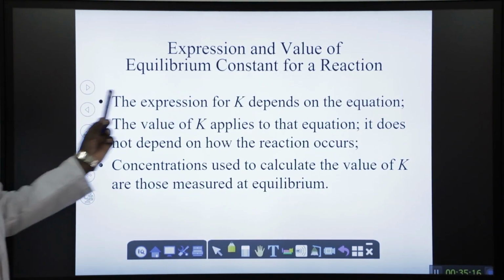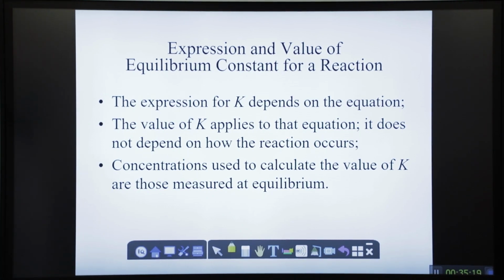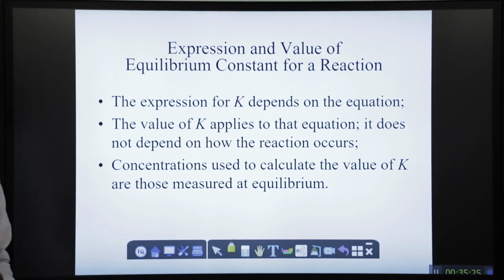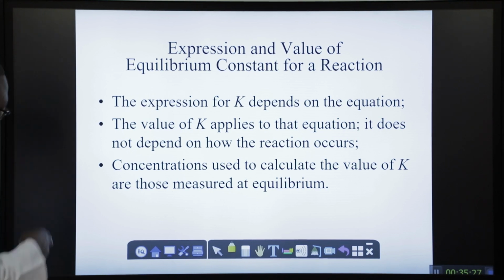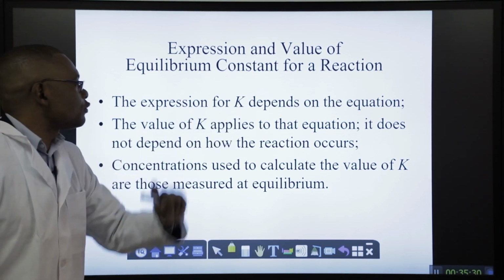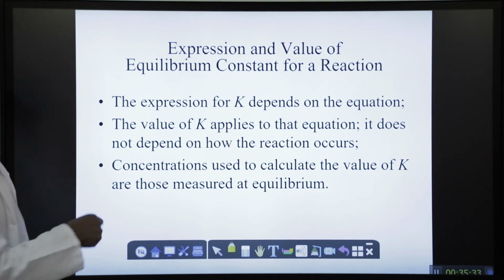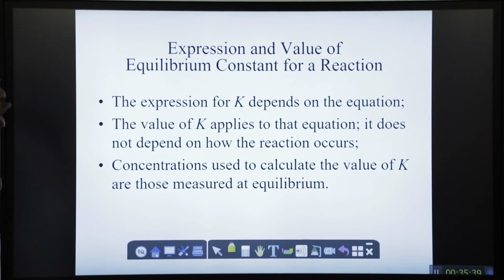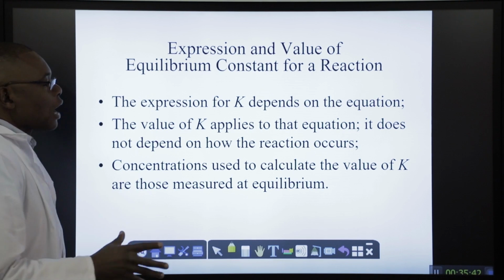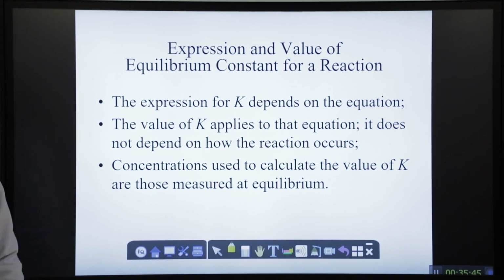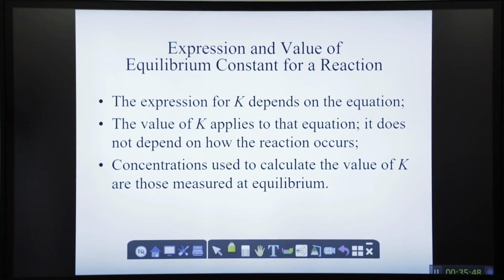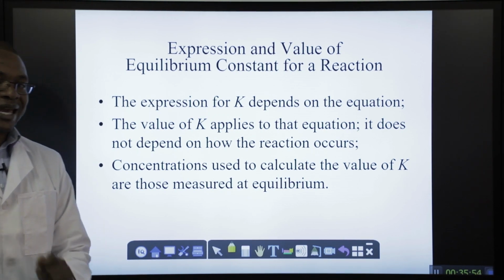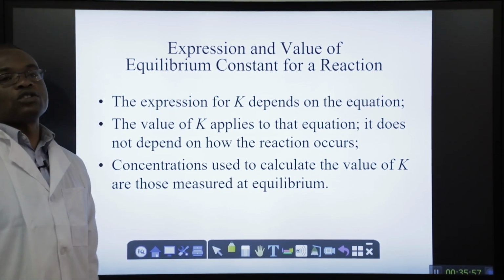So we are saying that the expression and value of an equilibrium constant for a reaction, what do they mean to you? After calculating them, what is the expected interpretation you can attach to this whole thing? So we are saying that the expression for K depends on the equation, and the value of K applies to that equation only. It does not depend on how the reaction occurs. So the mechanism of the reaction is not necessarily important. So concentrations used to calculate the value of K are those measured at equilibrium, not the initial concentrations.